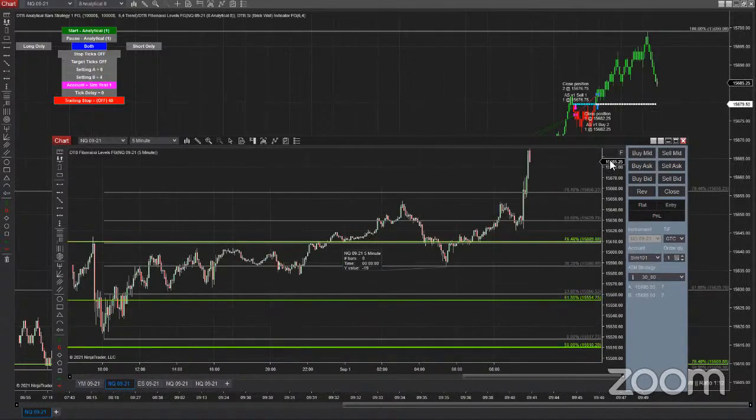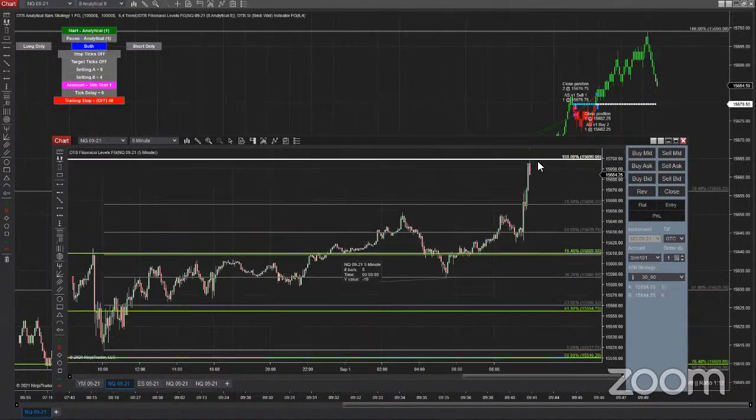NQ, obviously, we're having crazy highs and stuff happening there. It just went and reached a new high. A new high. Can you believe it? A new freaking high. The whole world's gone to shit, and we're hitting new highs.